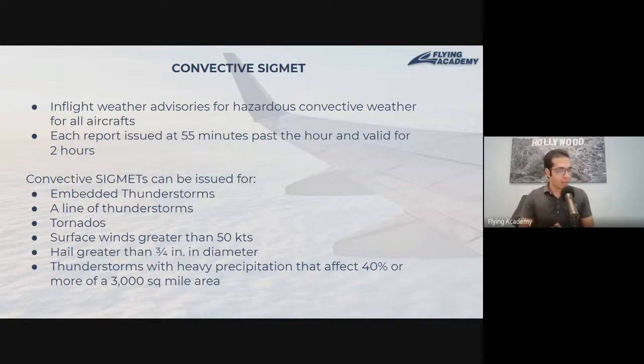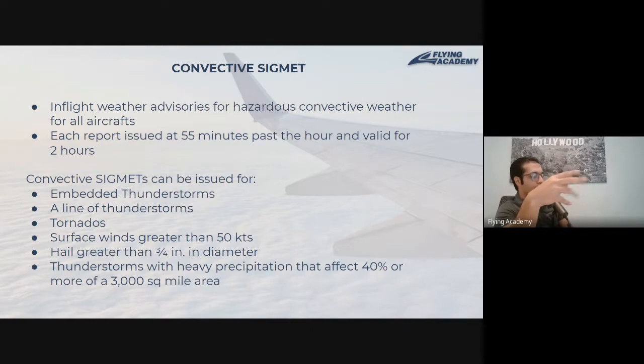With that being said, let's go ahead and continue with the items that convective SIGMETs are issued for. Embedded thunderstorm, you might get some IFR condition, but the thunderstorm might be embedded. It's within the clouds.